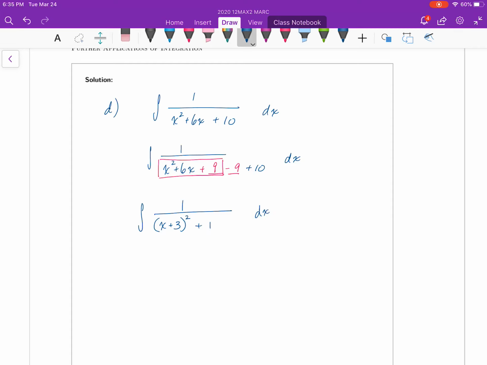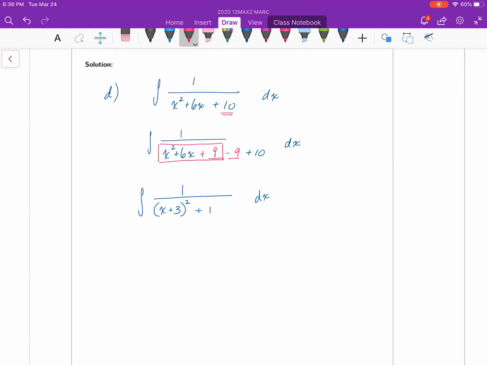Some people might think of borrowing 9 from the value of 10 and splitting it into 9 and then plus 1 in order to rearrange the denominator so you get something that's quantity squared plus a squared.